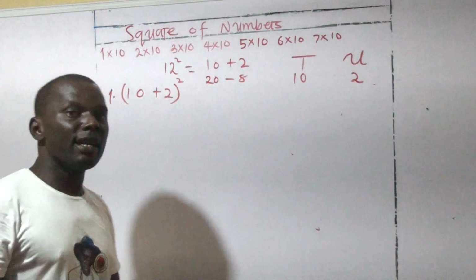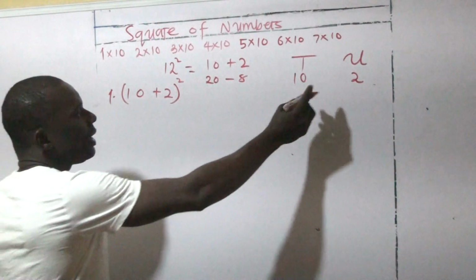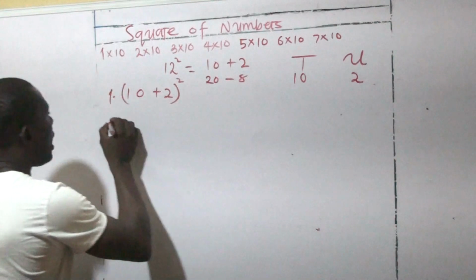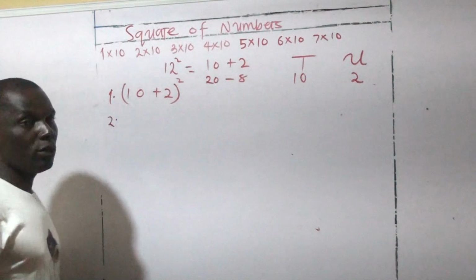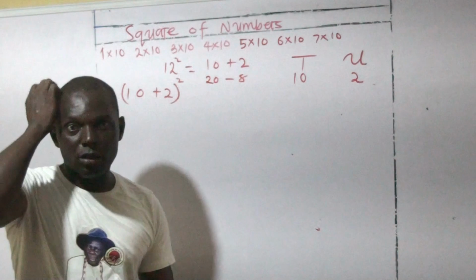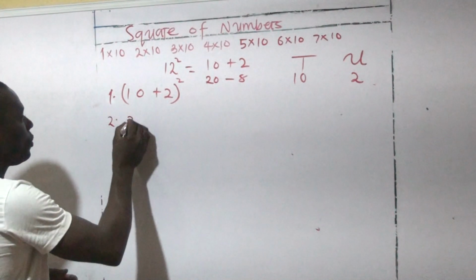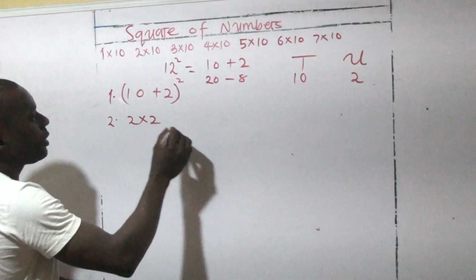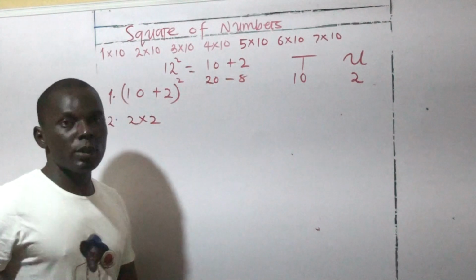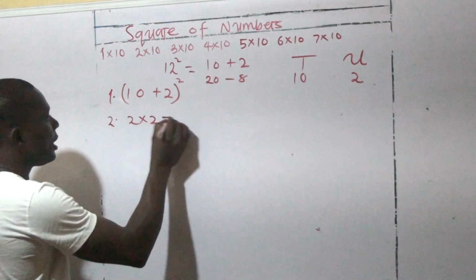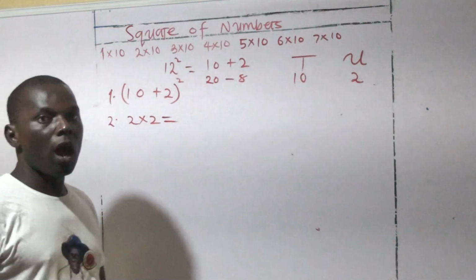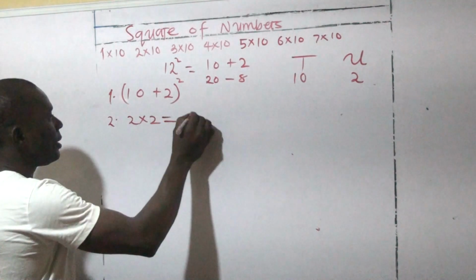Having done that, the next step is that you identify the unit digit, and you multiply it by 2. That 2 is a constant. So 2 times 2, since our unit digit is 2, and that eventually gives 4. That is the second step.